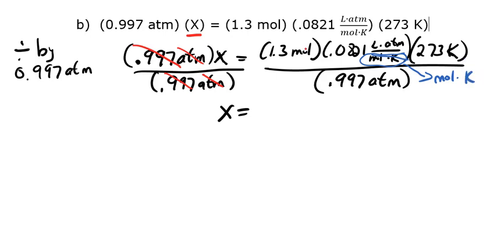All right, so moles here cancels with moles below. Atmospheres up here cancels with atmospheres down there, and kelvins here cancels with kelvins again here. That leaves us, the only unit left is liters, so that's going to be the units of our answer, and I'll write that out first.